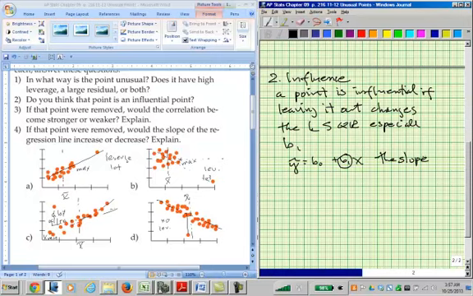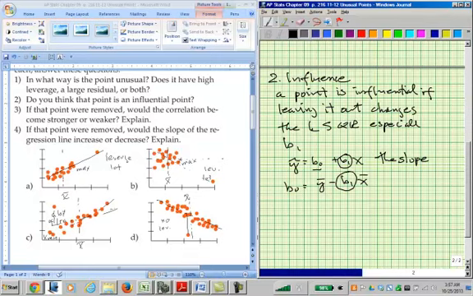We don't care so much if it changes B sub 0, the starting point. That's really less important. Why? Because B sub 0 is a function of B sub 1, right? B sub 0 equals y bar minus B sub 1 times x bar. So changing B sub 1 is the game changer, not B sub 0. And the slope tells us where the variation is. So that's what we really care about. A point is influential if leaving it out changes the LSQR, especially B sub 1.